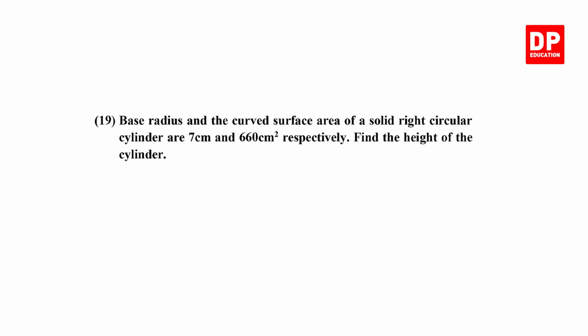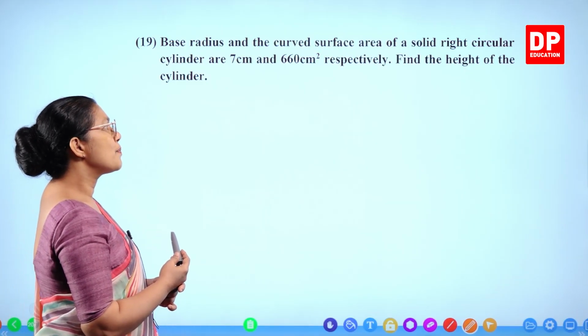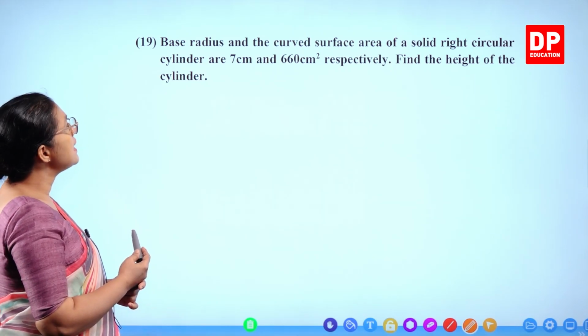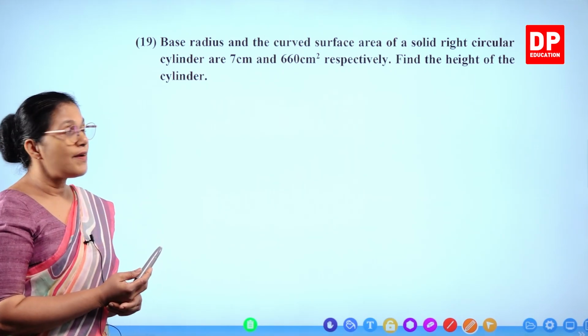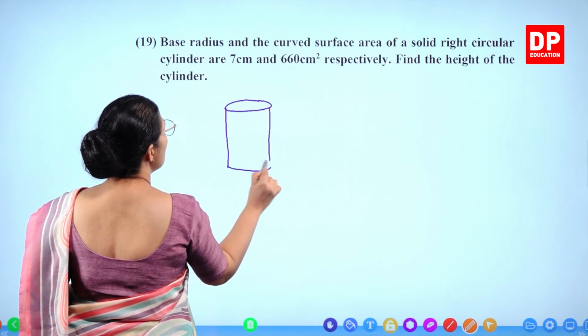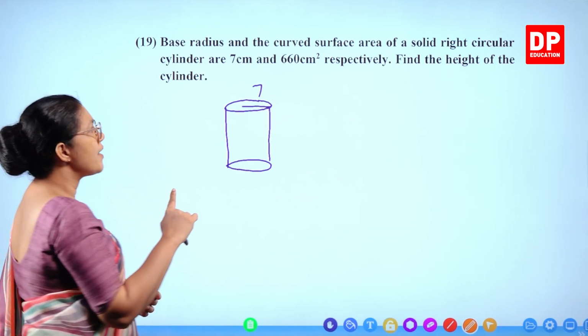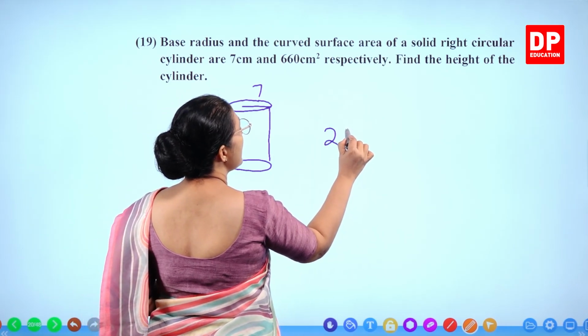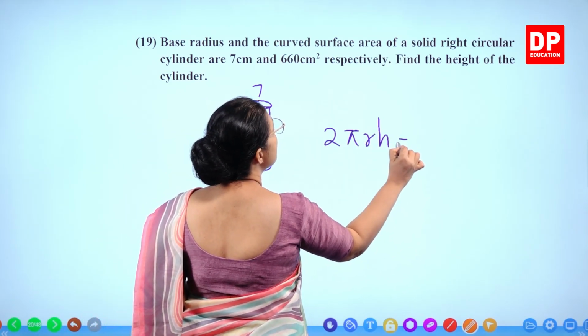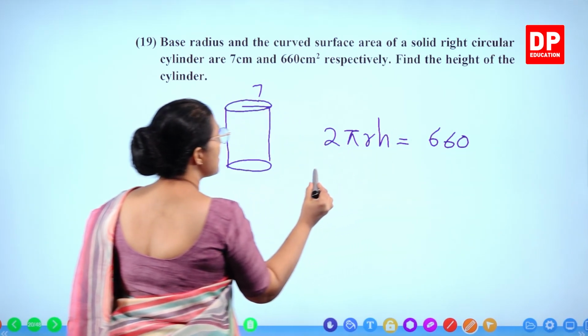Question number 19. Base radius and the curved surface area of a solid right circular cylinder are 7 centimeters and 660 square centimeters respectively. Find the height of the cylinder. So radius is 7. What is the curved surface area of a cylinder? 2 pi r h. So 2 pi r h is given as 660. We'll substitute the values.